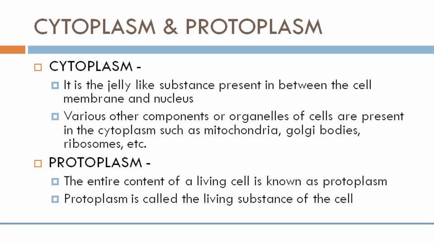Cytoplasm is the jelly-like substance which is present in between the cell membrane and nucleus. Various other components or organelles of cells are also present in the cytoplasm, such as mitochondria, Golgi bodies, ribosomes, etc. Protoplasm is the entire content of a living cell and it is called the living substance of the cell.